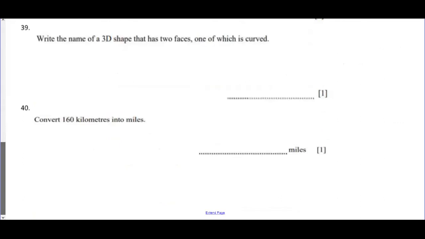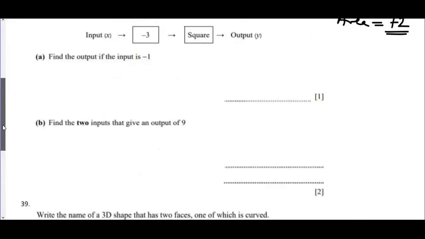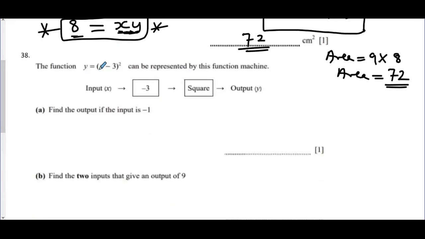Lastly, okay, I'm almost there. The function y equals (x minus 3) squared can be represented by this function machine. You have the input, then to this input, which is x, subtract 3, and after subtracting 3, then square, and you get your output. Find the output if the input is -1. Okay, -1 is your input. Now input -1 to this function machine.